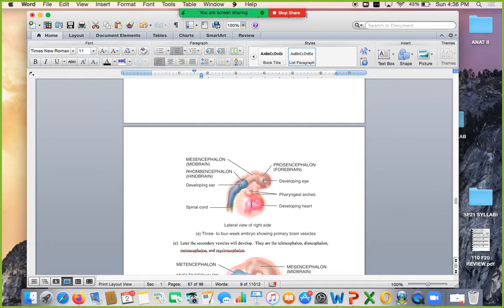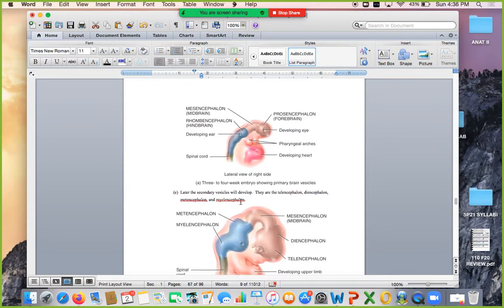Now let's talk about the brain for a second. This is the developing brain. Here's the 3 to 4 week embryo, which has just a couple of the primary vesicles, namely the prosencephalon, the mesencephalon, and the rhombencephalon. So the prosencephalon is going to be the forebrain. We're going to have the developing eye. The mesencephalon is the midbrain. Here, the rhombencephalon, the hindbrain, where we're going to have the otic placode of the developing ear.